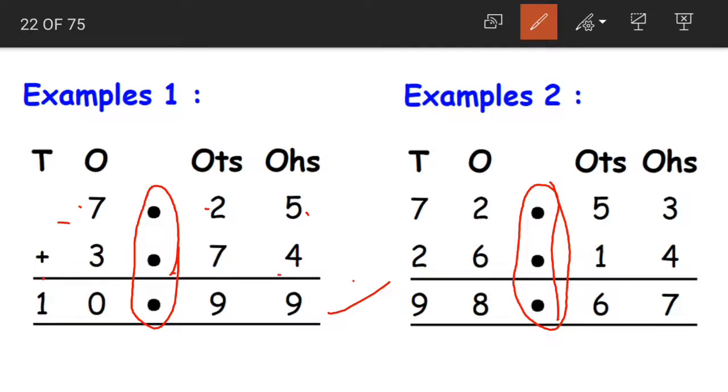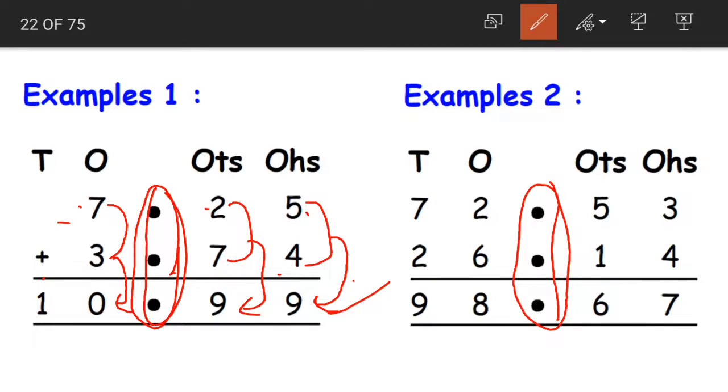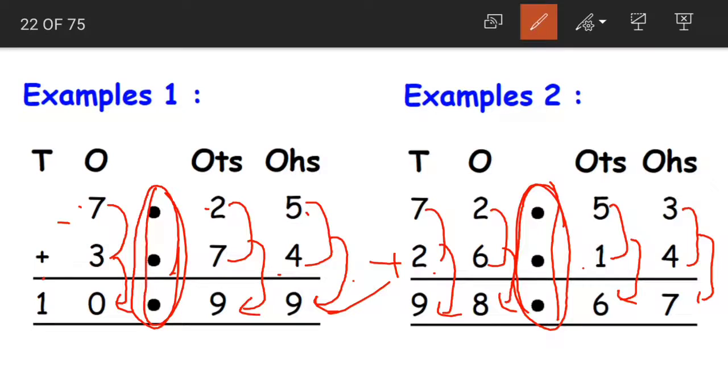7.25 plus 3.74. 5 plus 4, 9. 2 plus 7, 9. Then the points. 7 plus 3, 10. Now 72.53 plus 26.14. 3 plus 4, 7. 5 plus 1, 6. Then the points. 2 plus 6, 8 and 7 plus 2, 9.